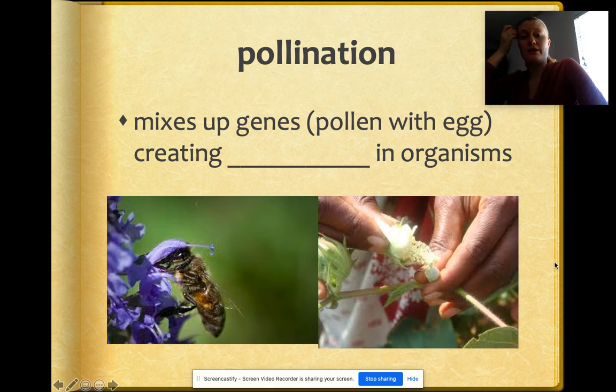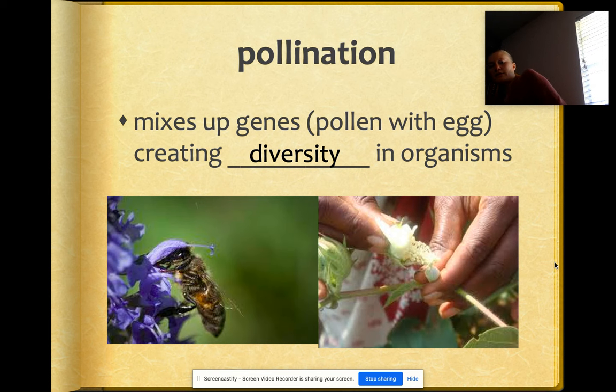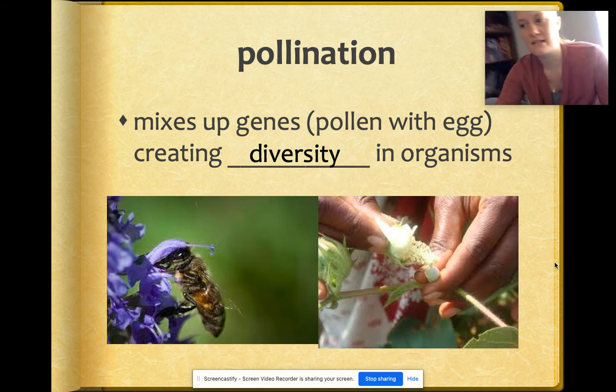Pollination is when flowers are mixing up their genes with the pollen in the egg, and this is creating diversity in the organisms. So not everything is going to look exactly the same.